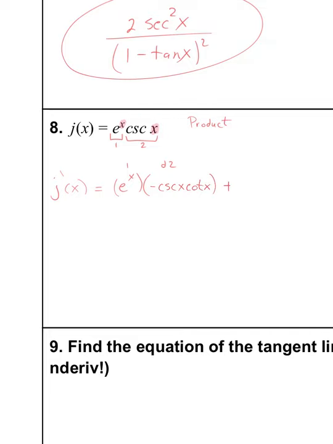There's always a plus sign in the middle of the product rule. We come back with the second function as is, so that is cosecant of x. And then we need the derivative of the first function, and that's itself. The derivative of e to the x is e to the x. So there's 1d2 plus 2d1. So we can factor this thing because each side has a cosecant of x right here, and each side also has an e to the x. All right, so now I can factor my numerator.